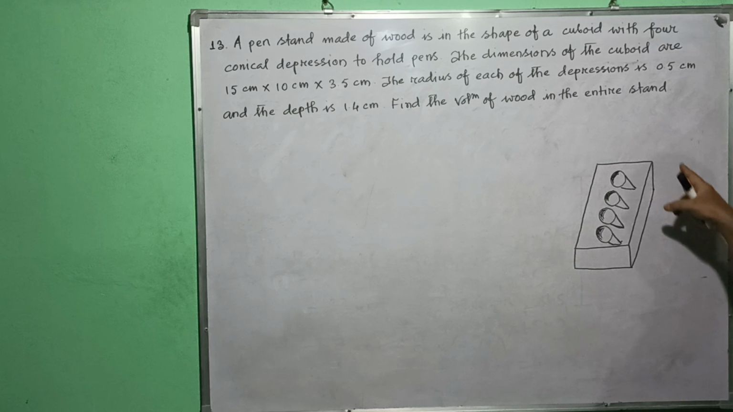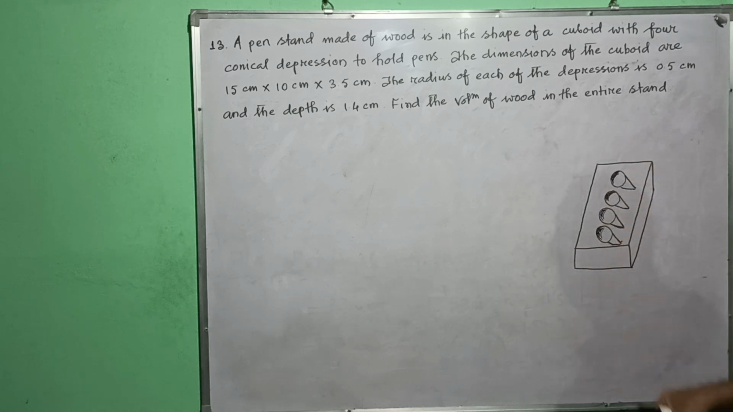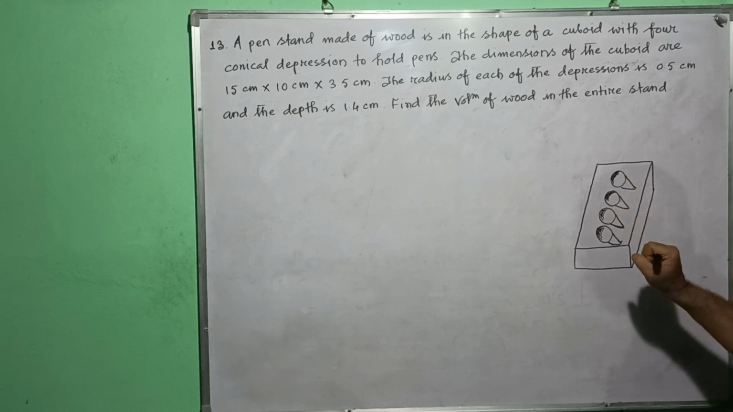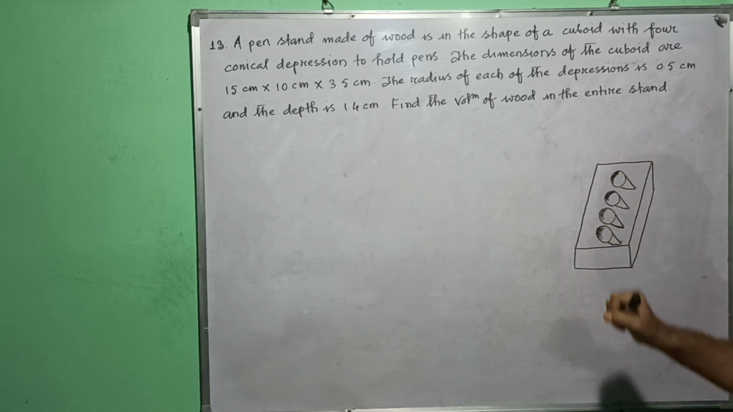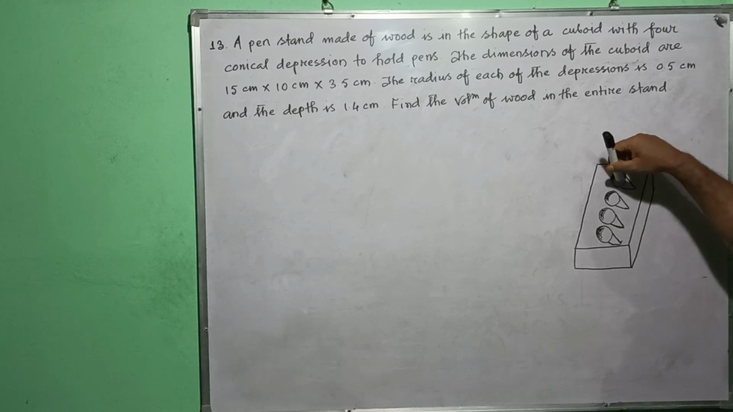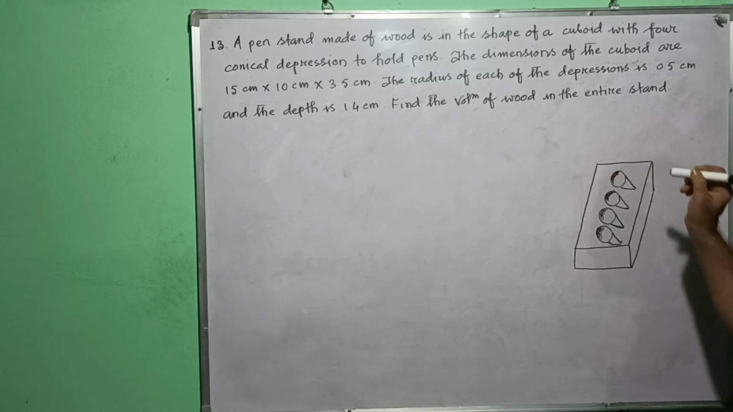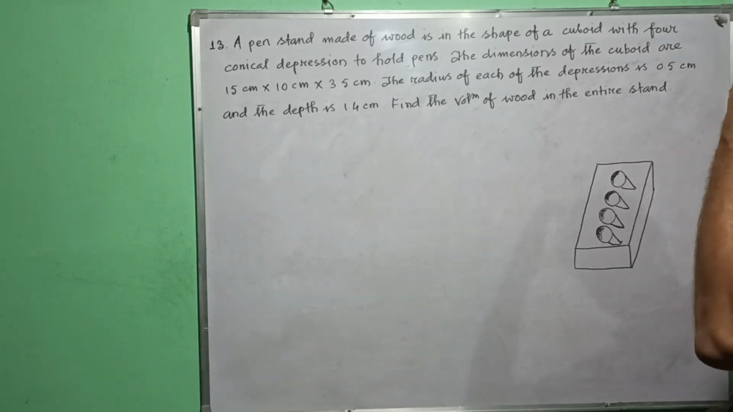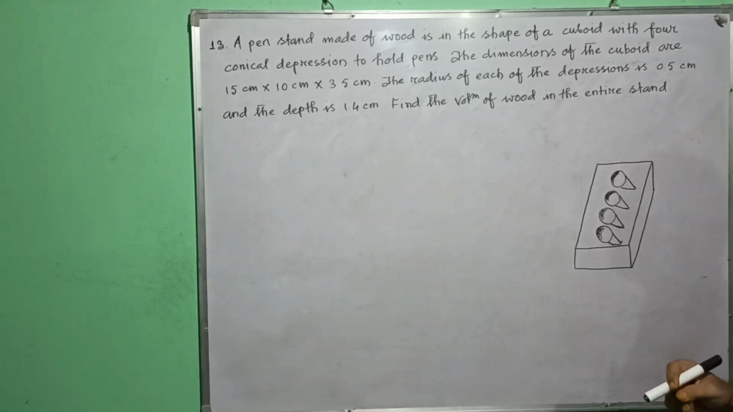So I have drawn a figure. You can understand, I hope. So these are the 4 conical depressions and this is the pen stand. Here we can hold the pen. So 4 depressions are there. Now how can we do it easily?